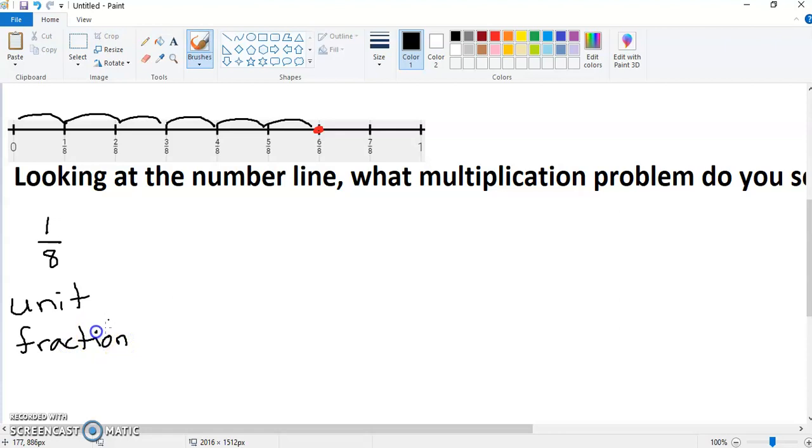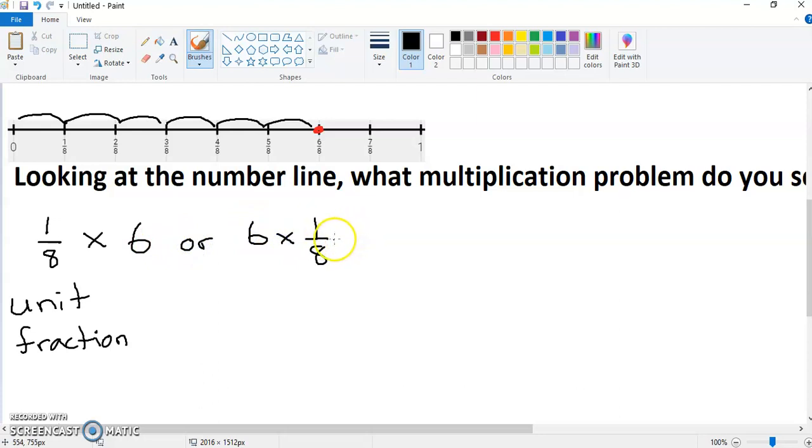Here's our unit fraction right there. And how many of those unit fractions did we actually count till we got to the red mark? Well, let's count them again. We went 1, 2, 3, 4, 5, 6. So what do we have? We have 1/8, our unit fraction, times 6. Or you could rewrite it as 6 times 1/8.